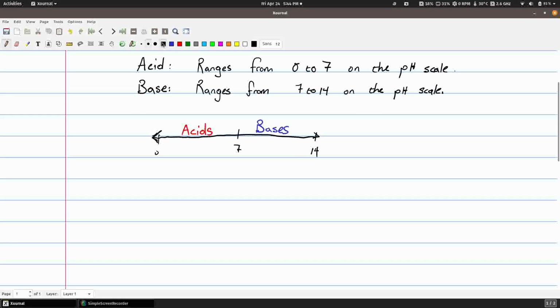So let's go over some definitions. So we have Arrhenius acids. Yeah, my pen died. So we have Arrhenius acids. Arrhenius acids produce hydronium ions in solution. Hydronium.